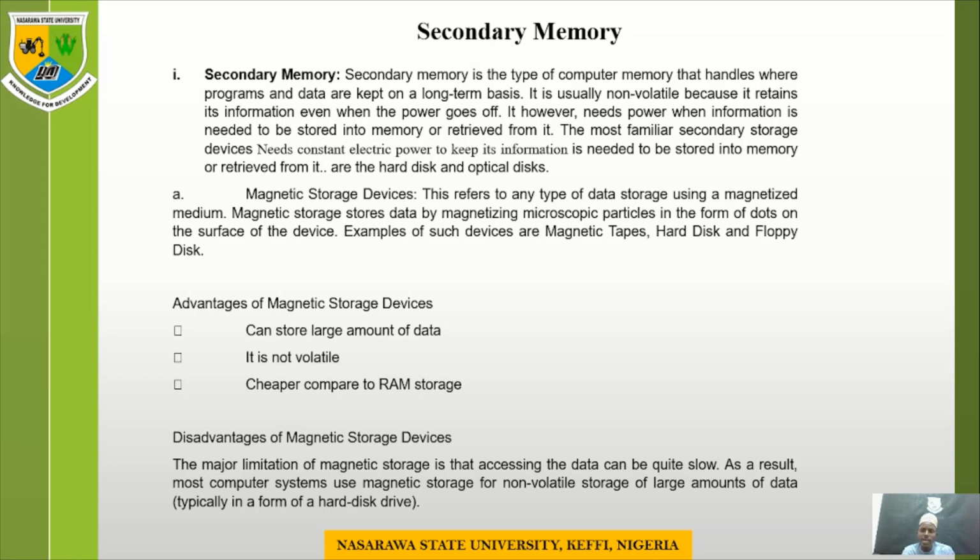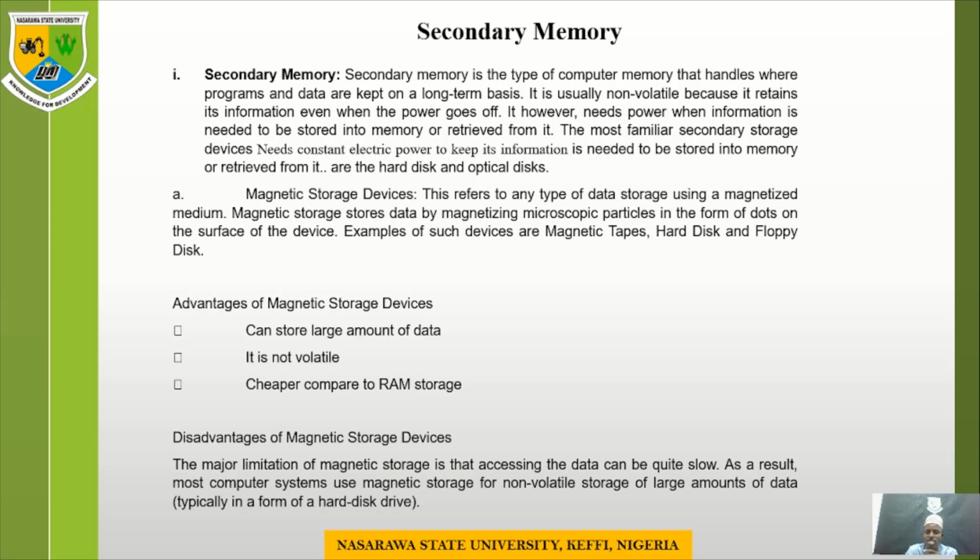Secondary memory is a type of computer memory that handles where programs and data are kept on a long-term basis, because you store your programs on a long-term basis on the secondary memory. It is non-volatile because it doesn't depend on the power supply. Even if there's any power interruption, it still remains there. You cannot lose it because it retains its information even when power goes off.